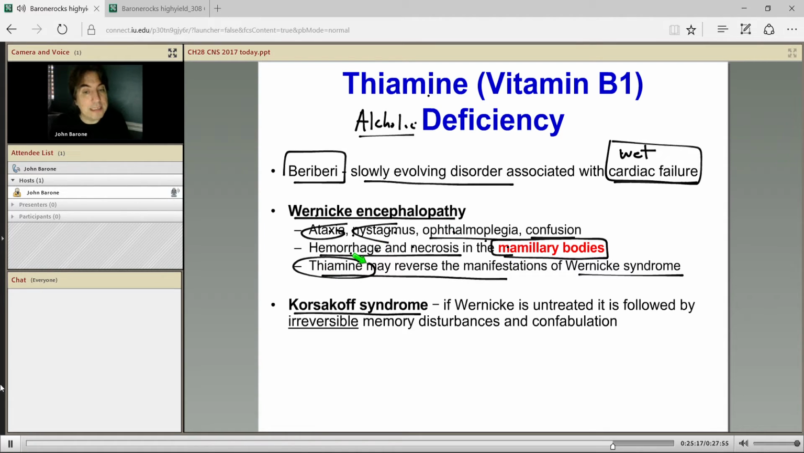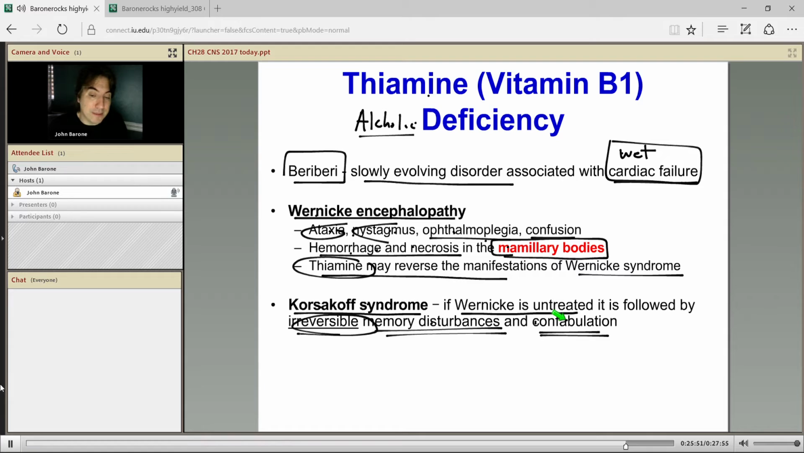Now, thiamine may reverse some of these manifestations, the ataxia, the nystagmus. These things may go away if you can get them thiamine. But long term, it will become irreversible, especially when you get to Korsakoff's. This is the long-term complication. This, again, is part of dry beriberi. So if Wernicke is untreated, it will become irreversible memory loss and confabulation. Remember that? They know they forgot, so they make stuff up, because they can't remember. And whatever they make up, they believe it. If you give them a lie detector, they believe it because they don't remember what happened.